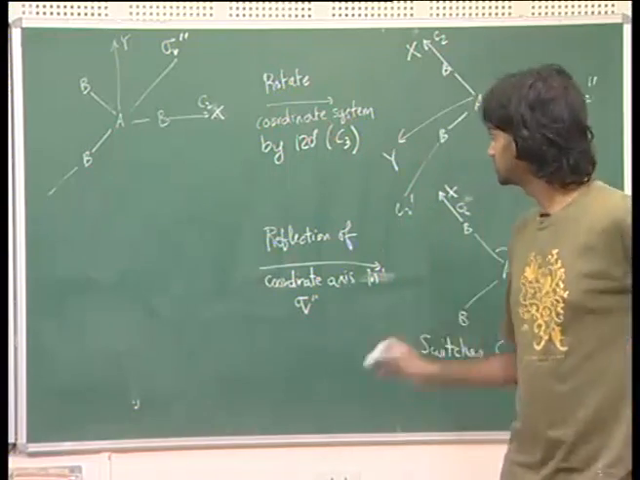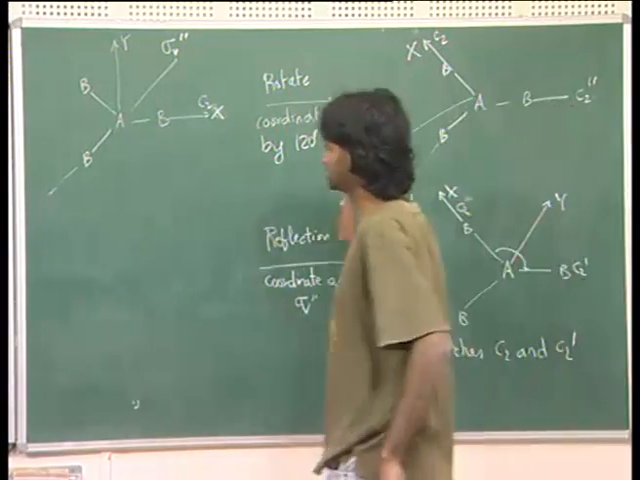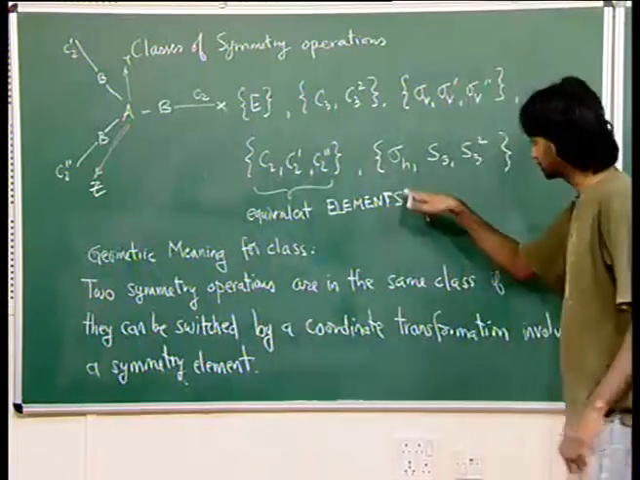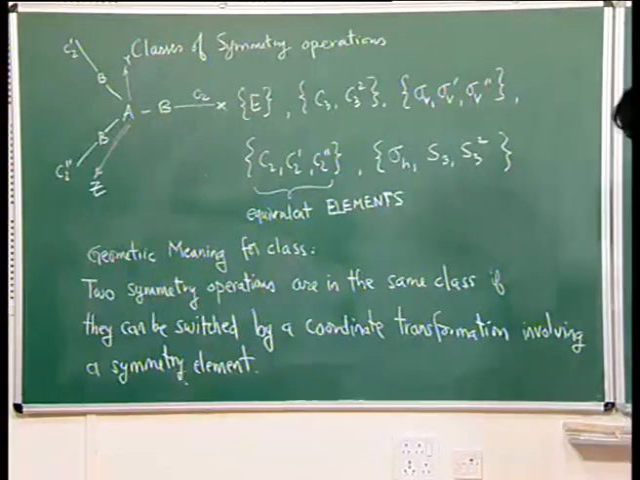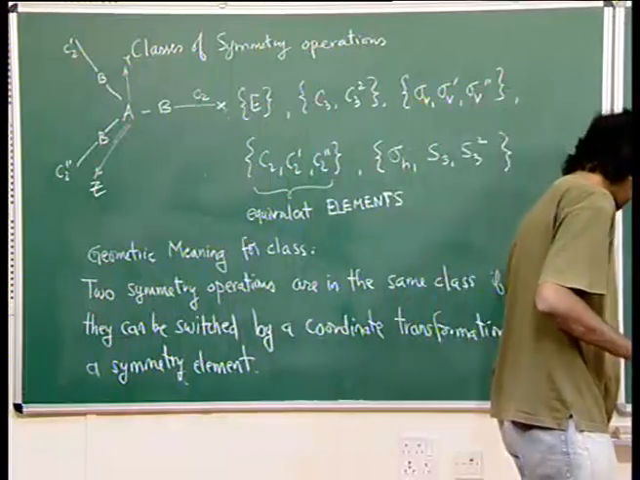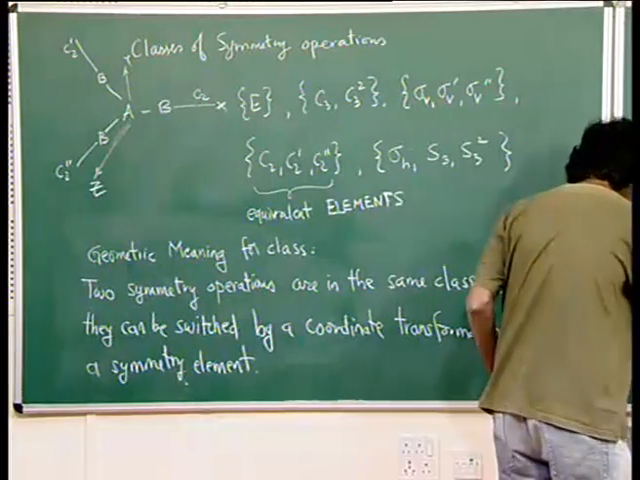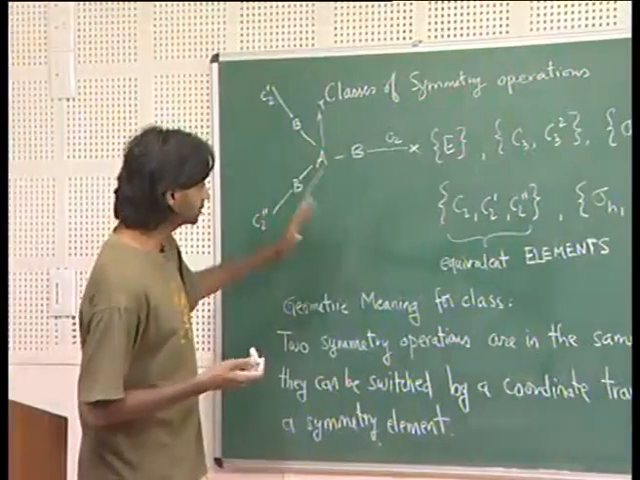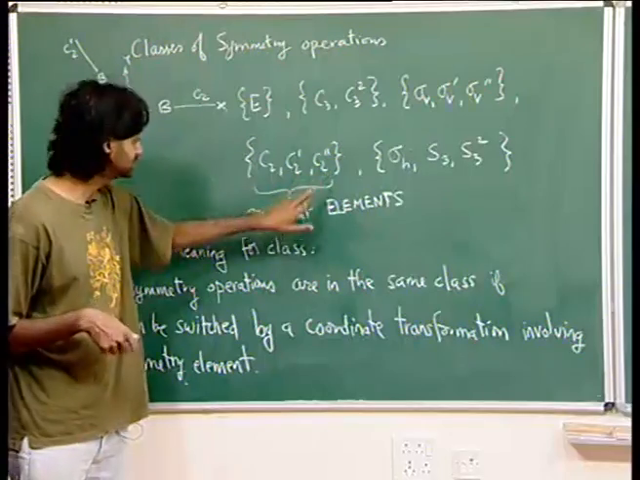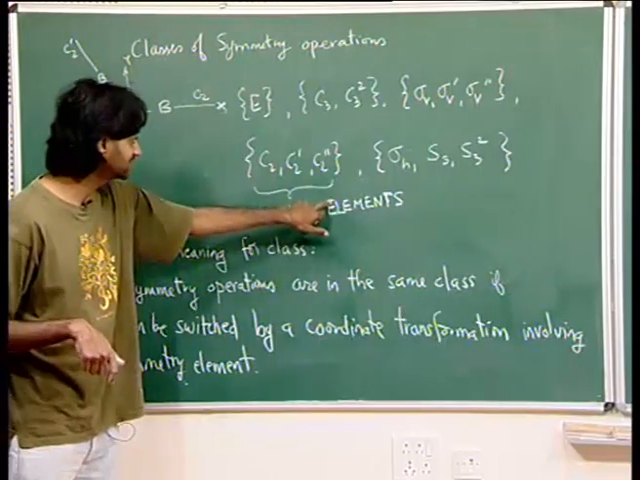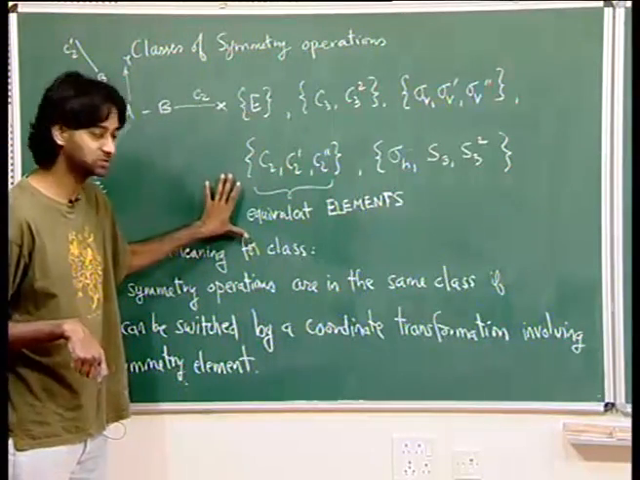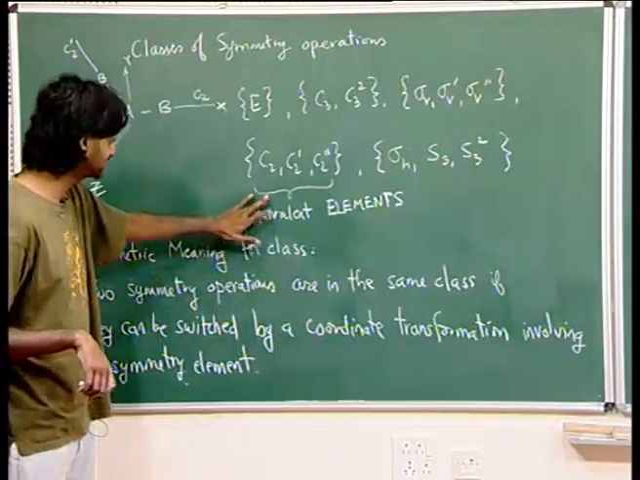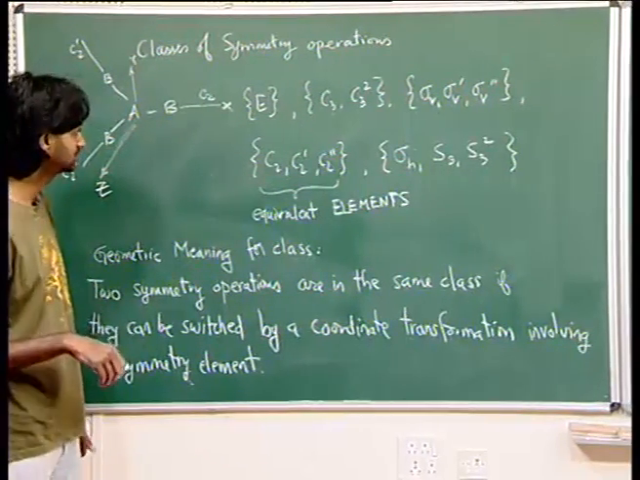Okay. So it is not hard to show that this same procedure can be used for C3 and C3 square, and it can also be used for sigma h, S3 and S3 square. So the final thing I want to mention about these various classes is that what we notice is that they are generated by equivalent elements, in many cases.